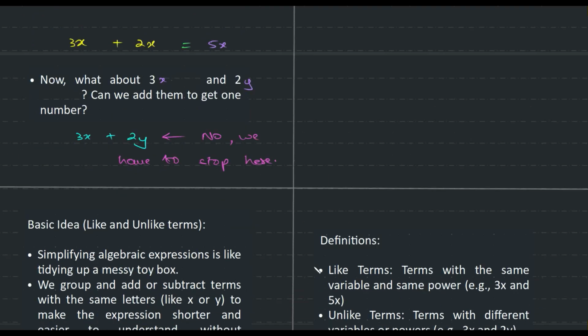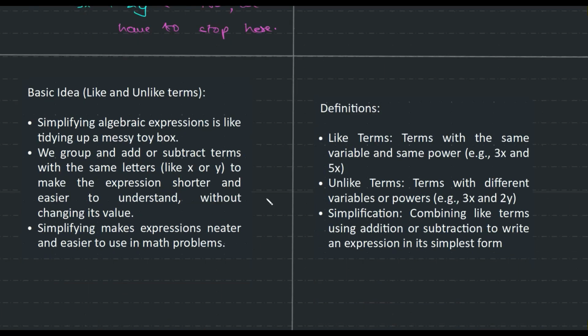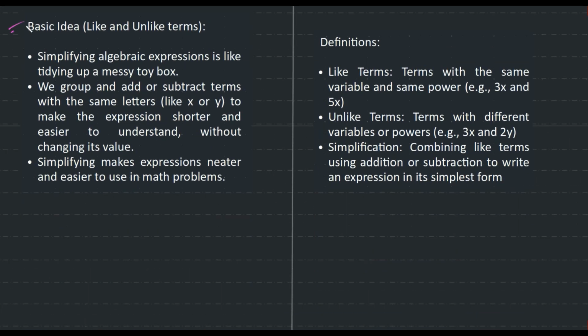Okay. So basically what we looked at over here is that whenever we got apples, we were able to add. When we got apples and oranges, we were not able to add. Can I come to this conclusion? So here we could add. Here we couldn't add. So what we're learning is something called like and unlike terms.